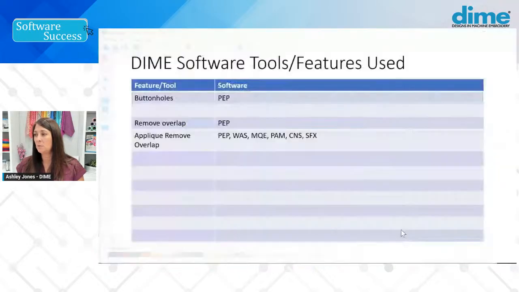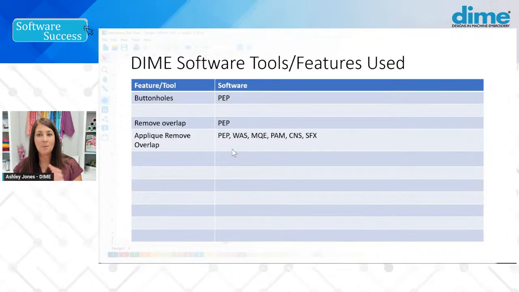I'm going to go back to my page here. So the built-in buttonholes are in Perfect Embroidery Pro. The remove overlap is in Perfect Embroidery Pro, but the applique remove overlap that automatically happens is part of PEP, Word Art and Stitches, My Quilt Embellisher, Patch and Applique Maker, Cut and Stitch, and Special FX software. So in the Remove Applique, automatically you save to the stitch file format to create your applique, and it will automatically remove any overlapping stitches.